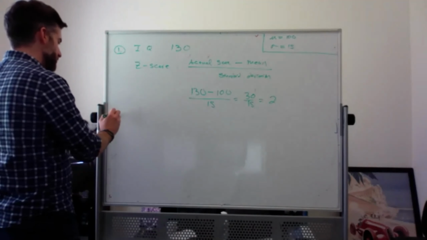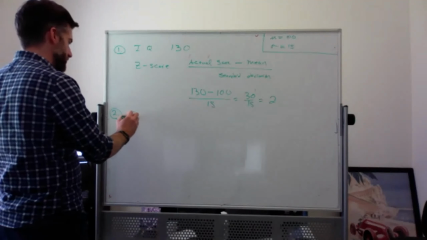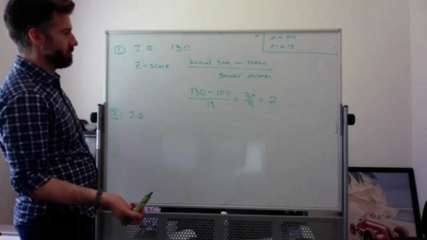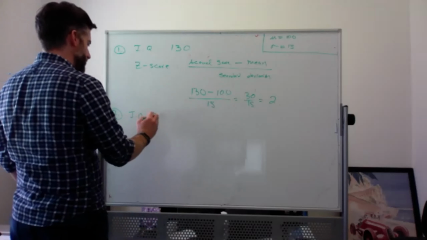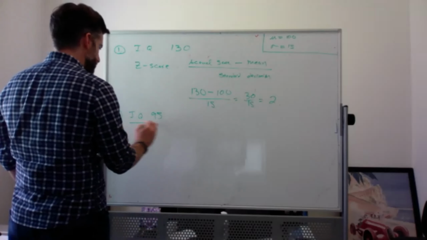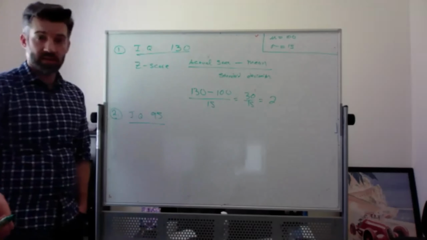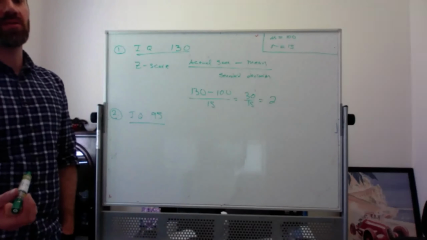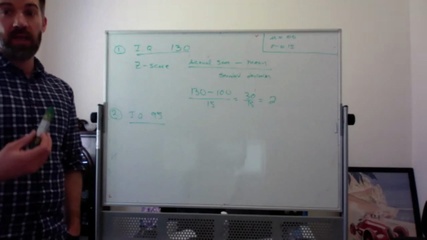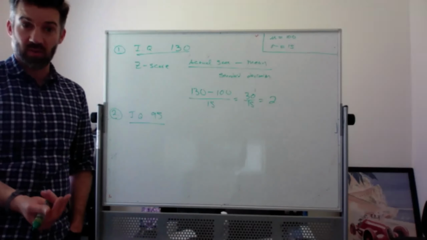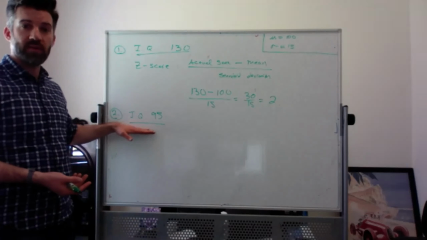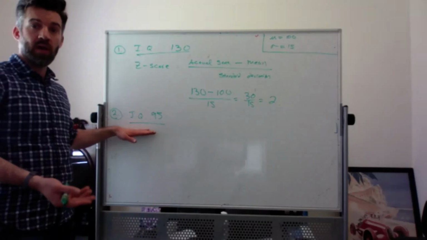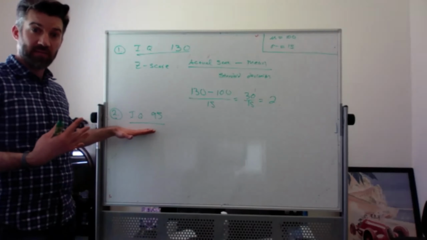Another example, let's make the numbers nice-ish here. Let's say someone's IQ was 95. What's their z-score? Well, first of all, since their score is below the mean, that always means you're going to get a negative z-score. Measurements that are above the mean end up with a positive z-score. Measurements that are below the mean end up with a negative z-score.